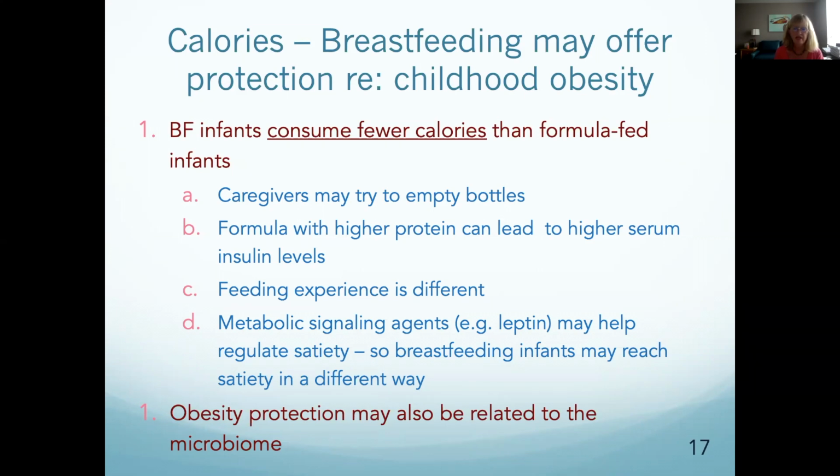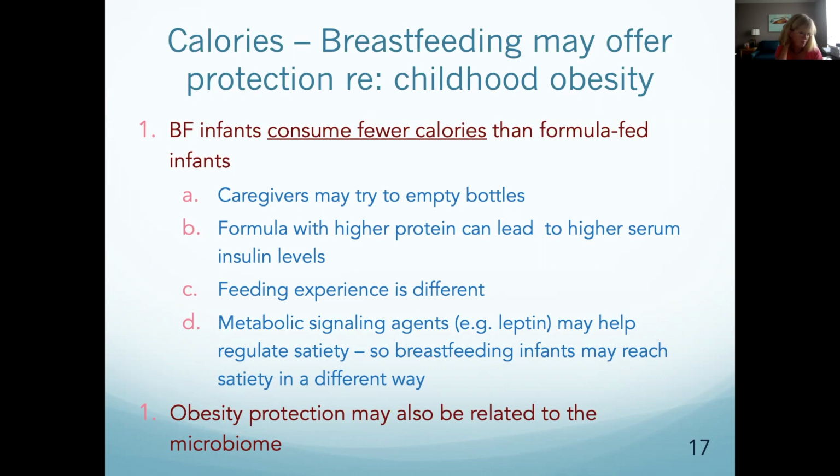Also, among the many components in human milk, there's leptin. And leptin is a hormone that causes satiety. So a breastfeeding infant may get full faster. Now, it doesn't mean they don't get fat when they're little, because breastfed babies will blow up like a balloon and then they'll slim up. They seem to grow faster, but they don't have the same risk for childhood obesity.